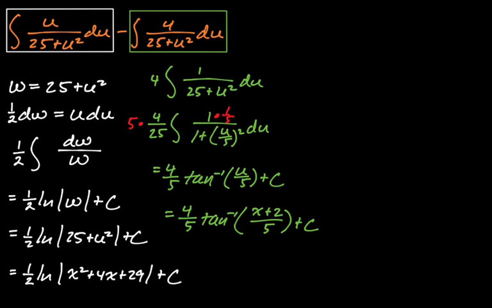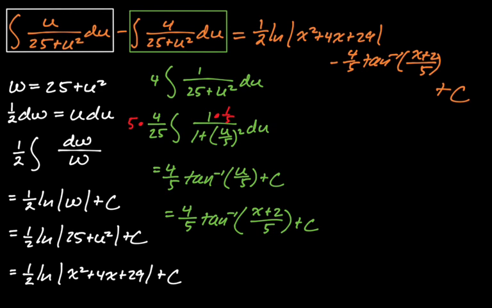And then finally, we have to combine them, right? So we're supposed to do our first answer minus our second answer, which is what I forgot when I wrote it out the first time. So it's 1/2 natural log absolute value of x squared plus 4x plus 29 minus 4/5 arctan of (x plus 2) over 5 plus c.